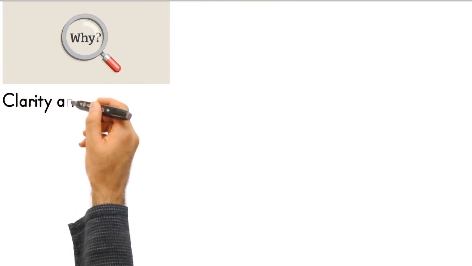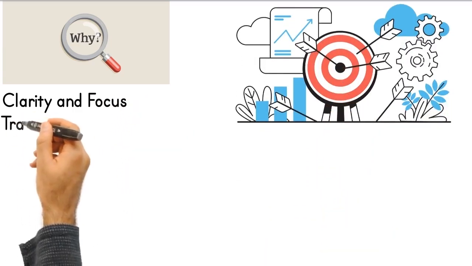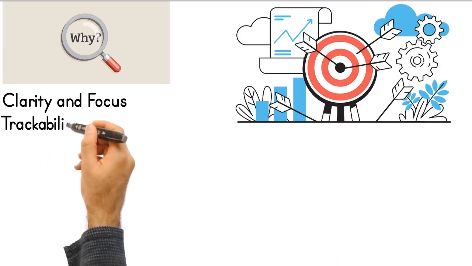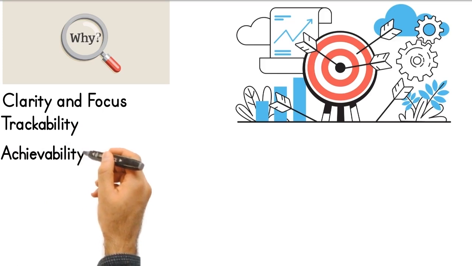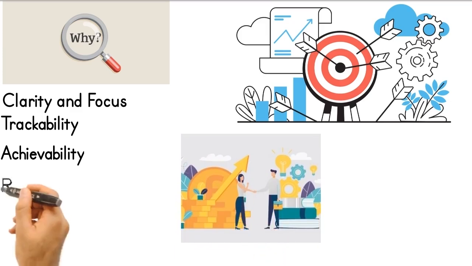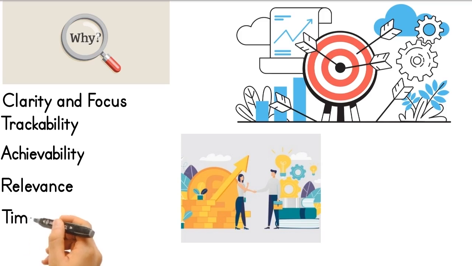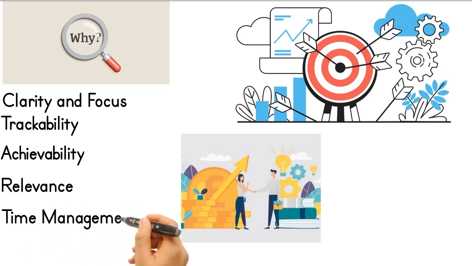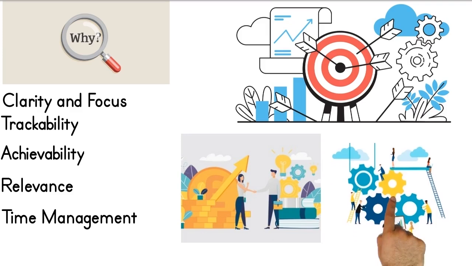Why use SMART goals? The SMART framework offers several benefits. 1. Clarity and focus. By defining goals in specific terms, it eliminates confusion and sets a clear direction. 2. Trackability. The measurable aspect allows for tracking progress and determining whether the goal has been achieved. 3. Achievability. Ensuring goals are realistic prevents setting yourself or your team up for failure due to overly ambitious expectations. 4. Relevance. Goals are aligned with broader objectives, ensuring that efforts are focused on what truly matters. 5. Time management. By setting a time frame for goal completion, it creates urgency and fosters accountability.